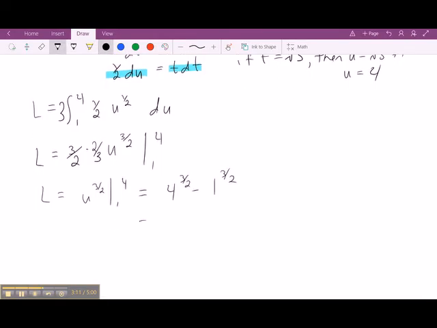Now 4 to the 3 halves, 4 is 2 squared. If you raise that to the 3 halves, then the 2's on the powers will cancel. So you have 2 to the 3rd, which is 8, and then minus 1. So we get 7.